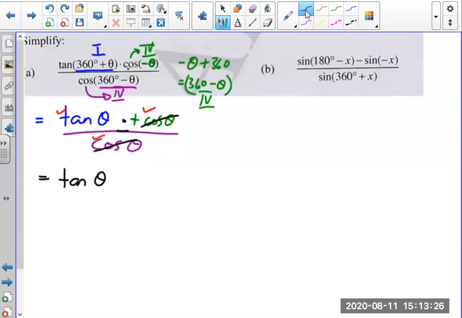Okay. Now here you don't see 90s or 270s, so there's no thieves here. We will come to the thieves later. Okay, let's do number B. Sine of 180 minus x, minus sine of minus x, over sine of 360 plus x. Okay, my three questions. Where's 180 minus x? It's in the second quadrant. What's the sign of sine in the second quadrant? It's still positive, so that reduces to positive sine x.